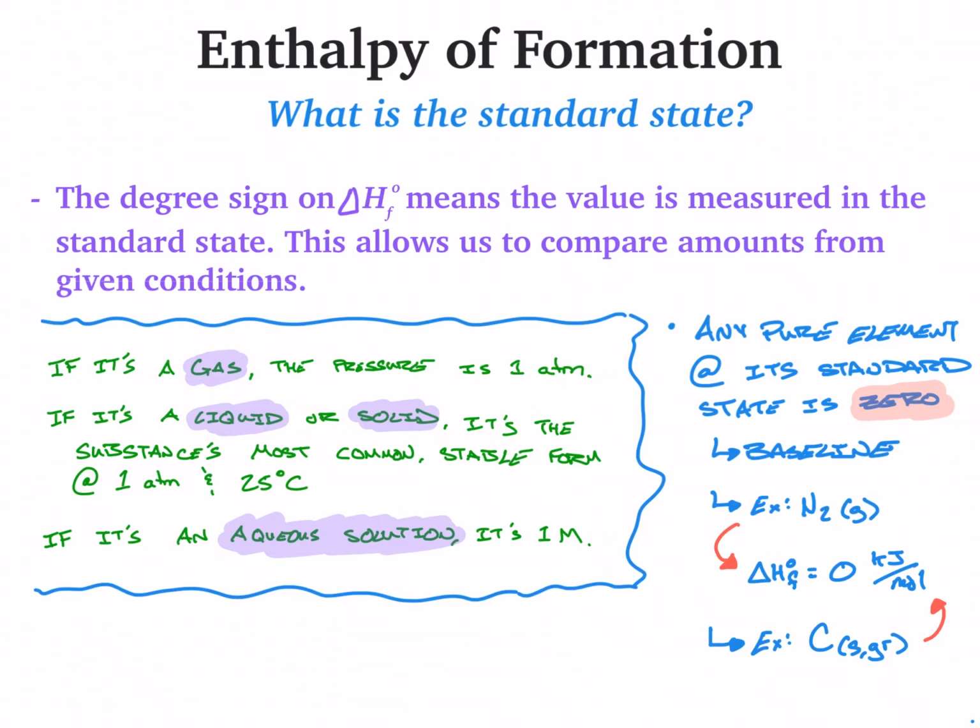But the thing I really want to pick up on is that any pure element, okay, at its standard state is given the enthalpy of formation of 0. The reason why is this allows us to use it as a baseline, so that N2 from the previous example, because nitrogen is a diatomic, this is its most common stable form at these conditions, right? And with a pressure for a gas at 1 atmosphere, it's going to have an enthalpy of formation of 0 kilojoules per mole. So is the hydrogen that was in the previous question.